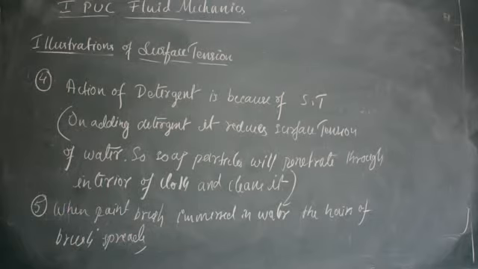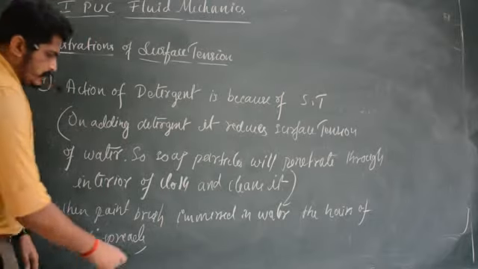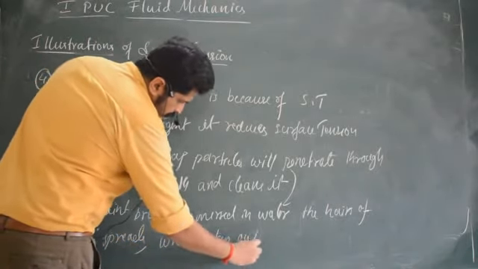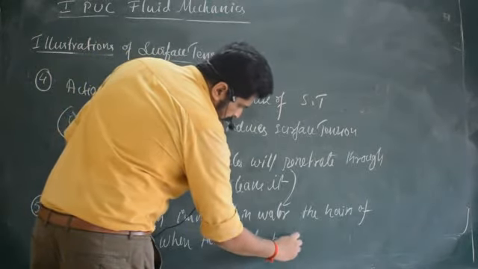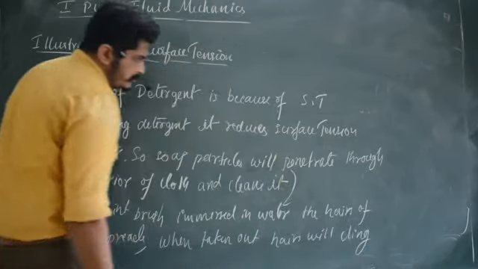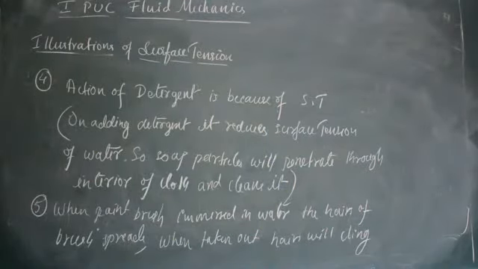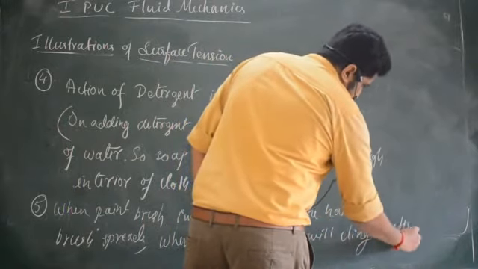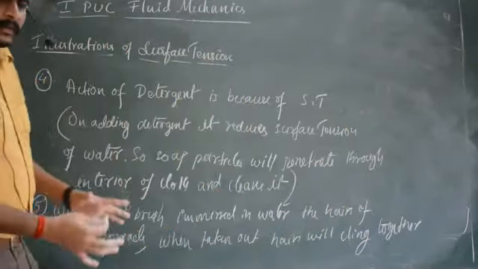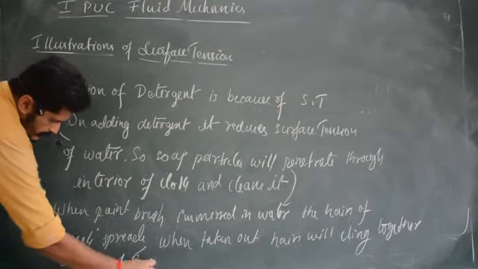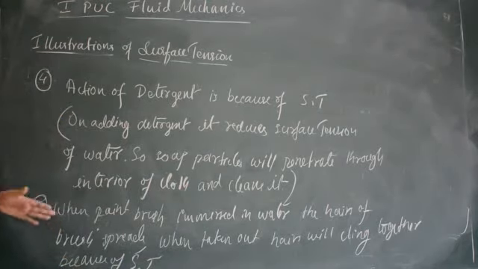Next, okay, when it is taken out, hairs will cling. Cling means getting together, okay. That means the hairs will cling together. Cling, C-L-I-N-G. Why? Because of surface tension. Yes, it's the fifth illustration, okay.